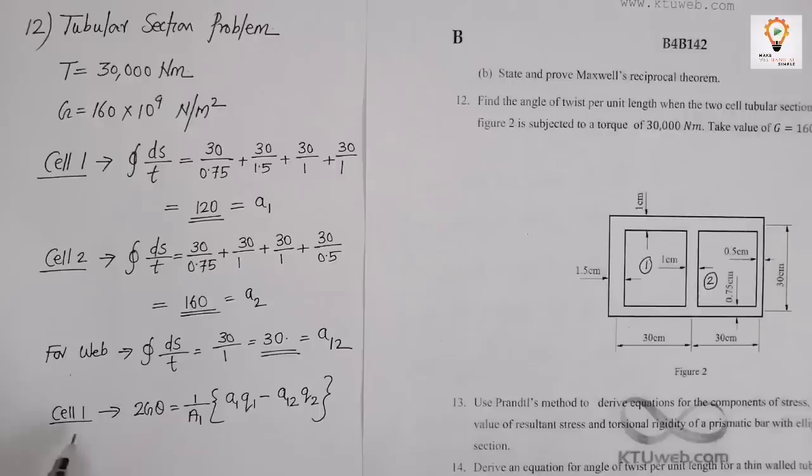Now I have the ready-made formula for 2G theta. For cell 1, 2G theta is equal to 1 by A1 into (a1 q1 minus a12 q2). So this formula you need to learn by heart.